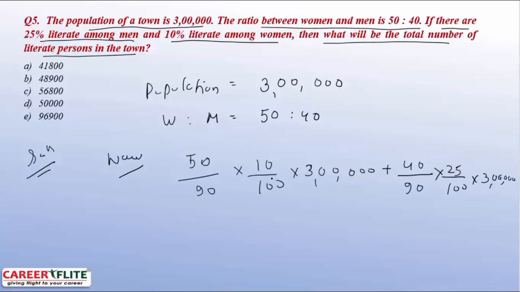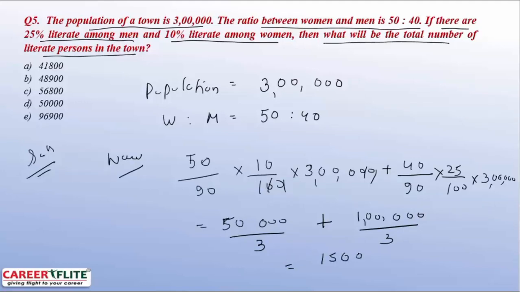So if you solve this, we'll get 50,000 by 3 plus 1 lakh by 3. So its total comes to be 1 lakh 50,000 by 3, that is 50,000. So 50,000 is the number of literate persons in the town. So the correct answer will be 50,000.